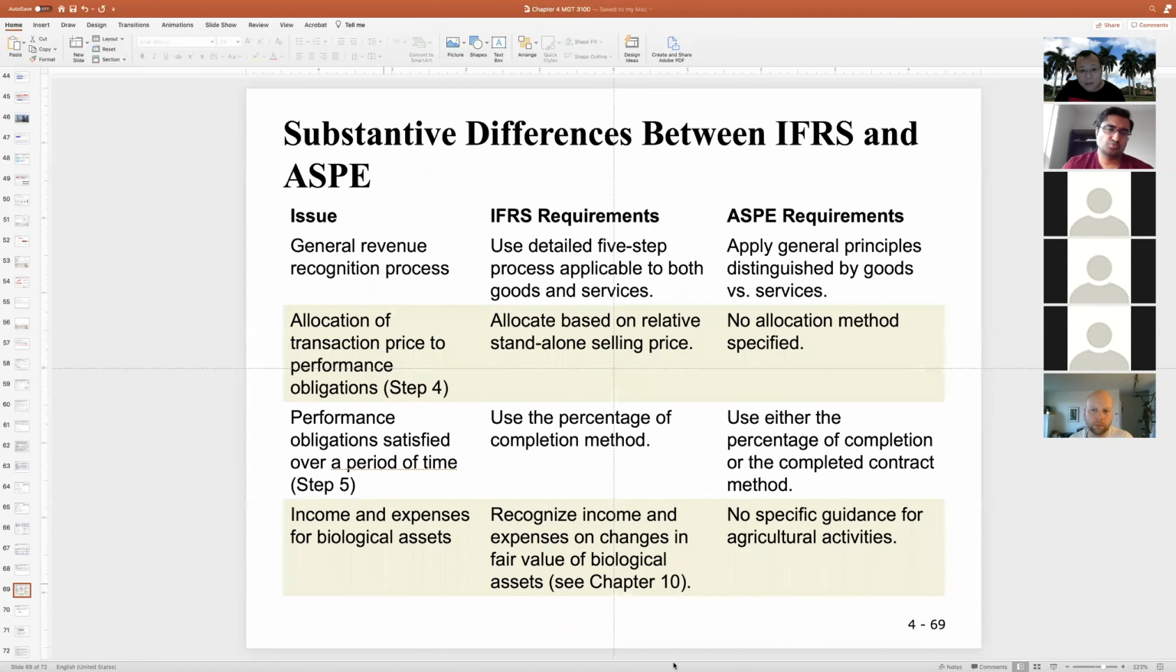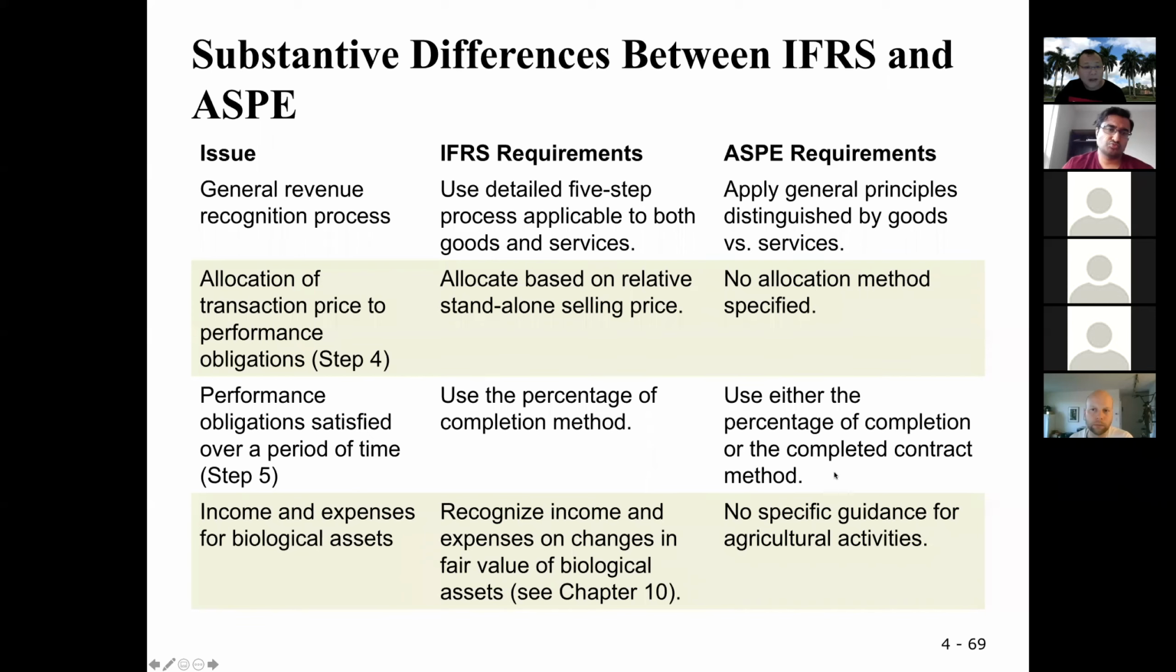Okay, so now let's compare the differences between IFRS and ASPE. In terms of the general revenue recognition process, the IFRS requirement, you remember, the 5 steps. So you have to go through the 5 steps. And for the ASPE requirement, you just have some general principles. It's not a 5-step approach.